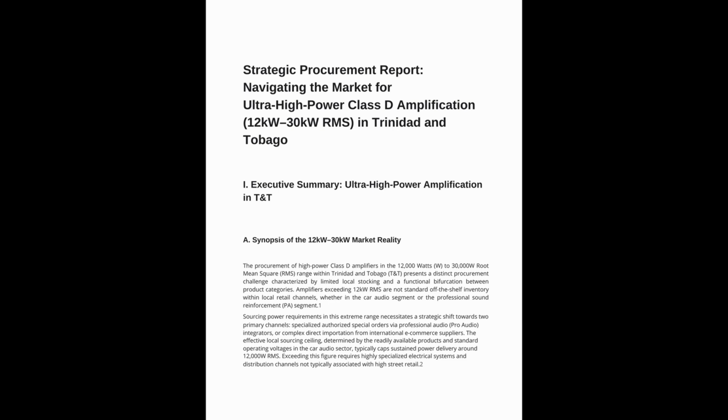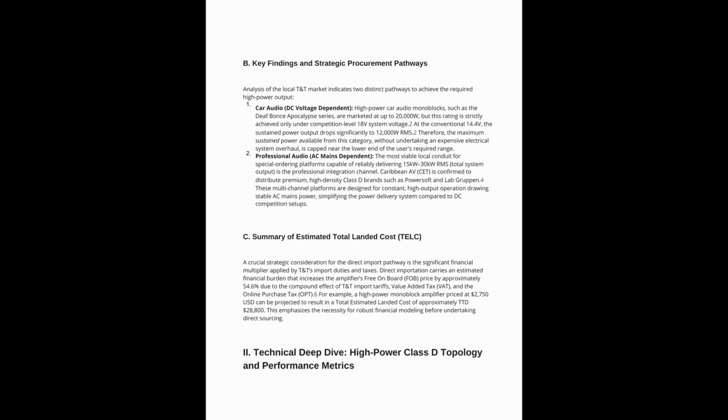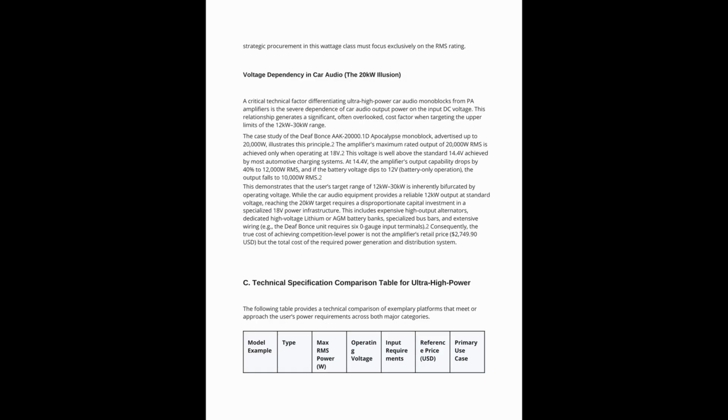Think about portable devices, phones, Bluetooth speakers. Class D is basically mandatory there. That efficiency boost can extend battery life by like 2.5 times compared to older amp types. Huge for anything battery-powered. Definitely.